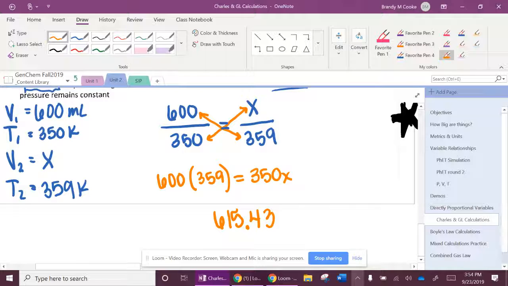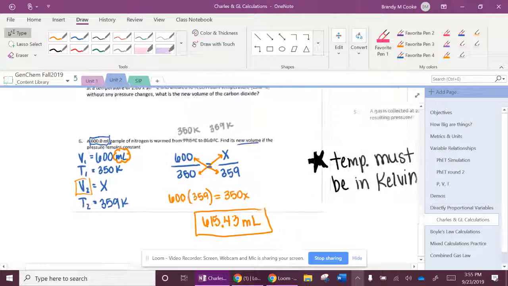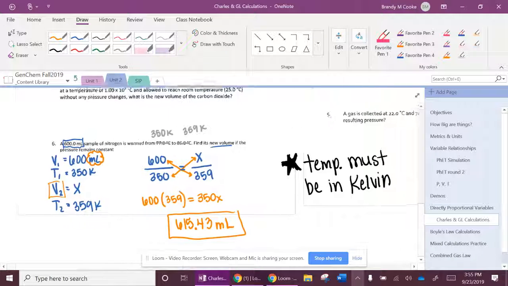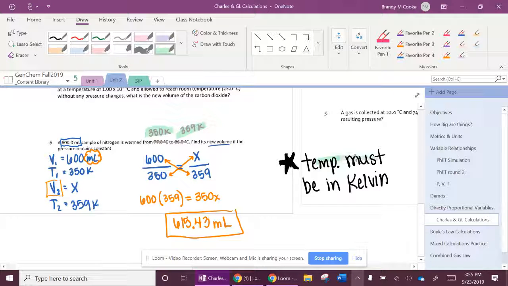615.43. Now the other thing is, what are the units? If we go back here, we know it's a volume. So our units should be something related to volume. Specifically, we want our ending units to match what we started with. And since I started with milliliters, my final answer is going to be in milliliters. So the two most important things from this problem that we need to take away are that the temperature must be in Kelvin, so of course you have to go through and convert any Celsius temperatures, and then the other thing is your ending unit. You want to make sure that whatever you start with is the same as what you end with.